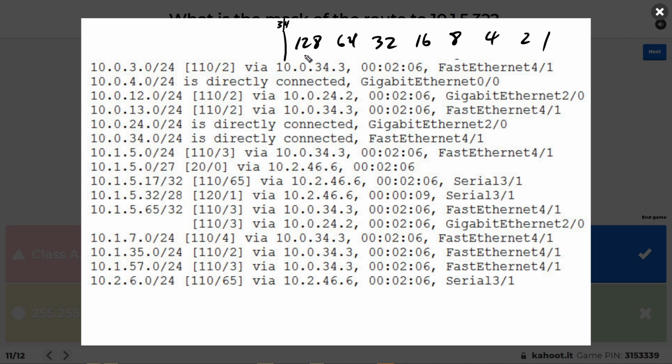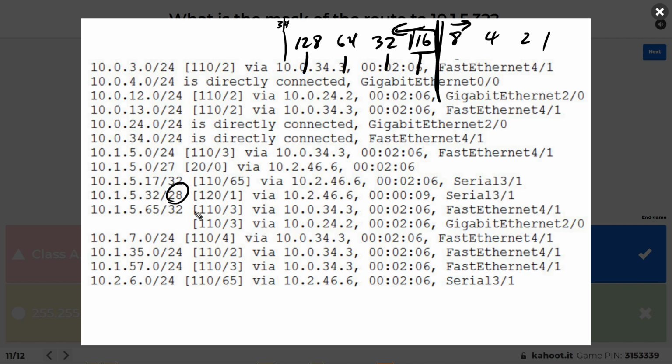So a 28-bit mask would be 25, 26, 27, 28. There's the new dividing line, network to the left, host to the right. Block size is 16, although we don't need that for this question. And the question is asking us about the mask and what is it in decimal.